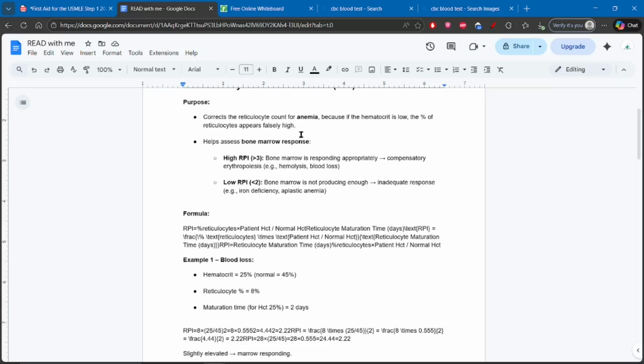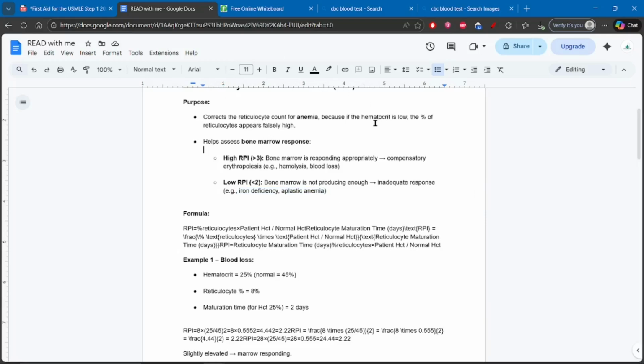This corrects the reticulocyte count for anemia because if the hematocrit is low, the percentage of reticulocytes appears falsely high, right? This helps assess bone marrow response. If the value is greater than 3, the bone marrow is responding appropriately. It's a compensatory erythropoiesis. So either there is blood loss or there is hemolysis, but the bone marrow is fine. If the RPI is low, then the bone marrow is not producing enough, which means there is some problem in the bone marrow. Either there is iron deficiency or there is aplastic anemia. This is how you've narrowed down your differentials, right?